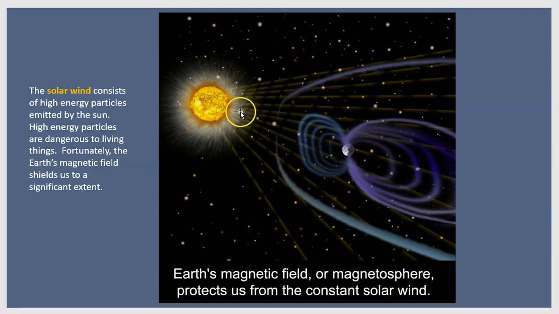These high-energy particles are generated by magnetic phenomena on the surface of the star. They are charged particles like protons and electrons, and when a charged particle enters a magnetic field, it feels a force. And so the magnetic field of the Earth can steer these particles away from the Earth. So living things on Earth are protected by the magnetic field of the Earth.